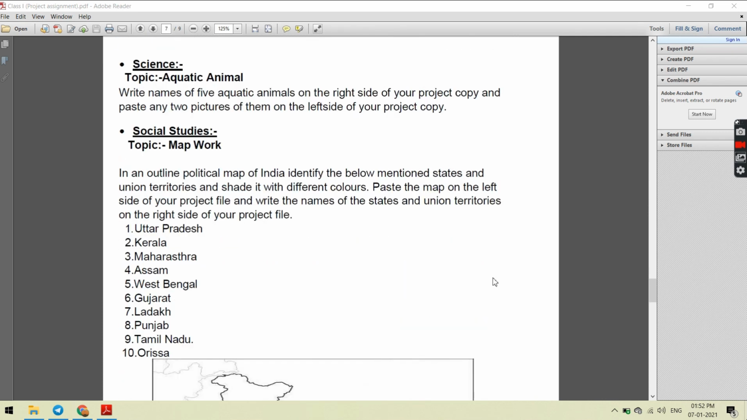Next, science. Topic, aquatic animals. Write names of 5 aquatic animals on the right side of your project copy and paste 2 pictures of them on the left side of your project copy.